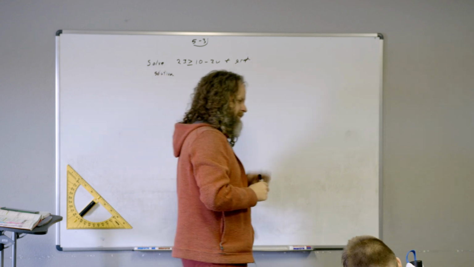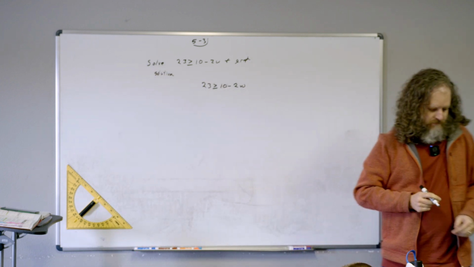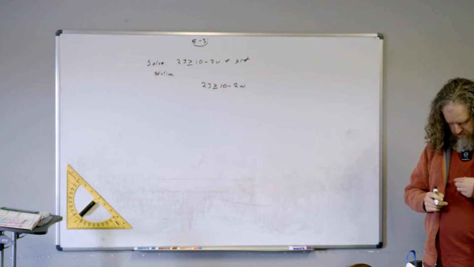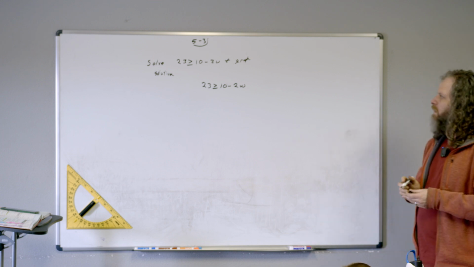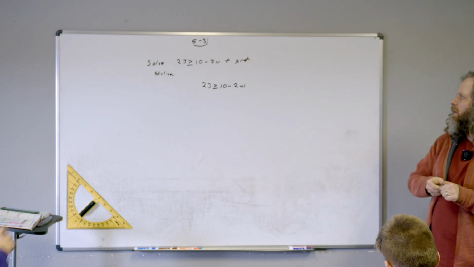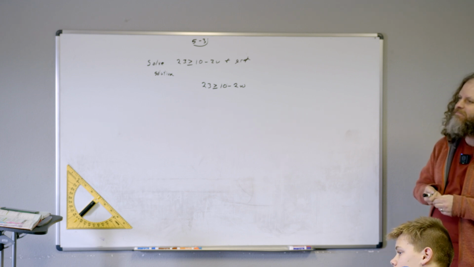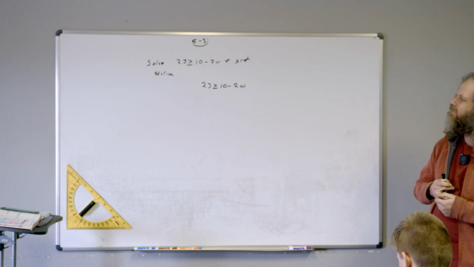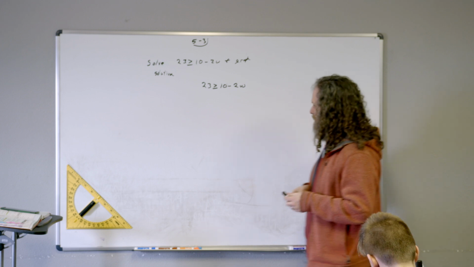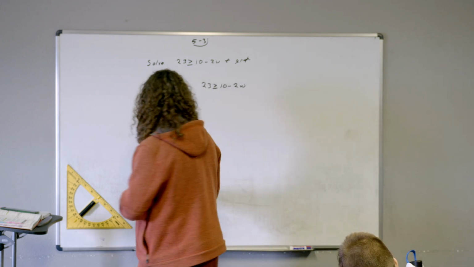Okay, so what would we do? Subtract the 10. Yeah, subtract 10 from both sides. Get it off of the W. Sounds good. Let's do it.